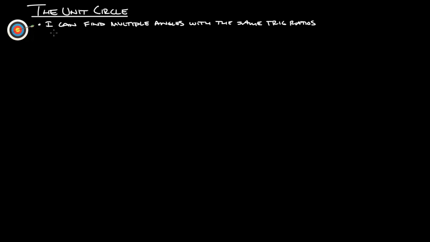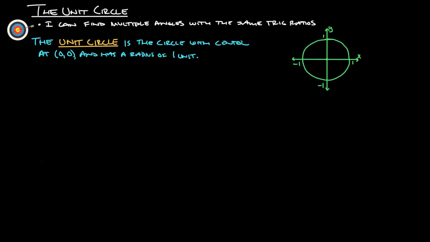At the end of this, you should be able to say, I can find multiple angles with the same trig ratios. So let's first off talk about what the unit circle is.